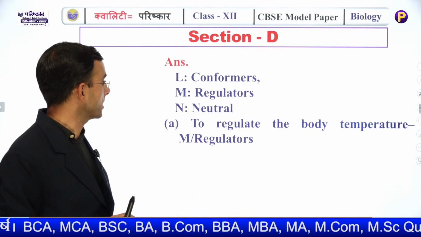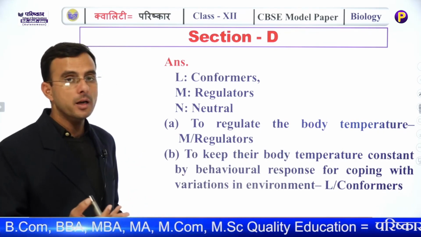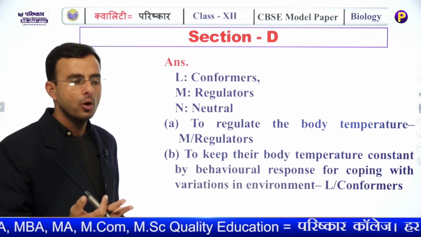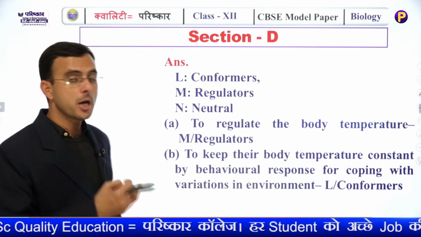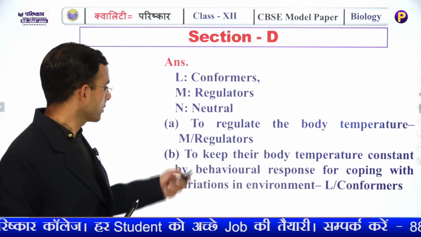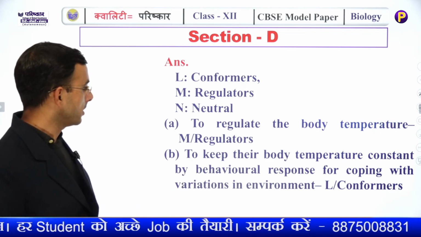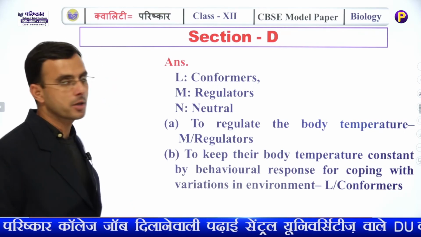So they are known as regulators. If they change their internal environment according to the outside environment, or on the other side are not able to maintain their internal environment, they are known as conformers. Some keep their body temperature constant by behavioral responses for coping with variation in the environment.